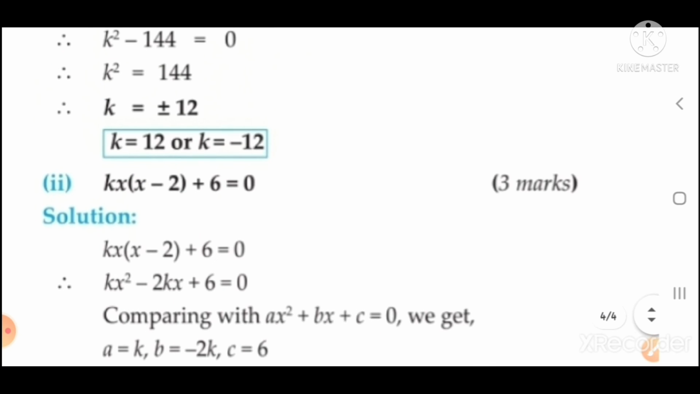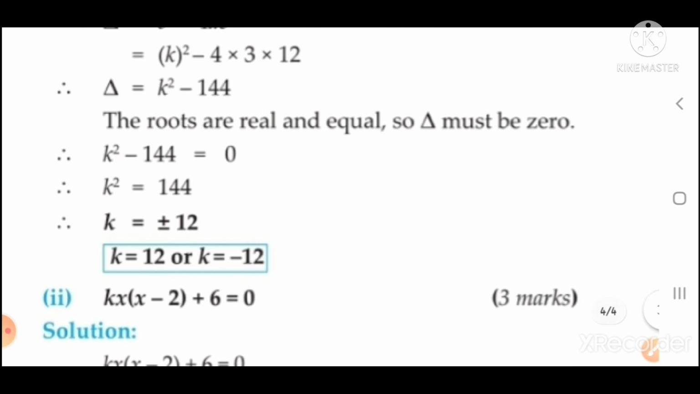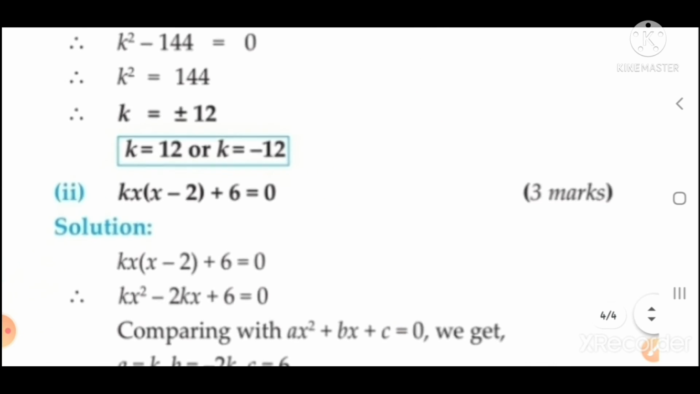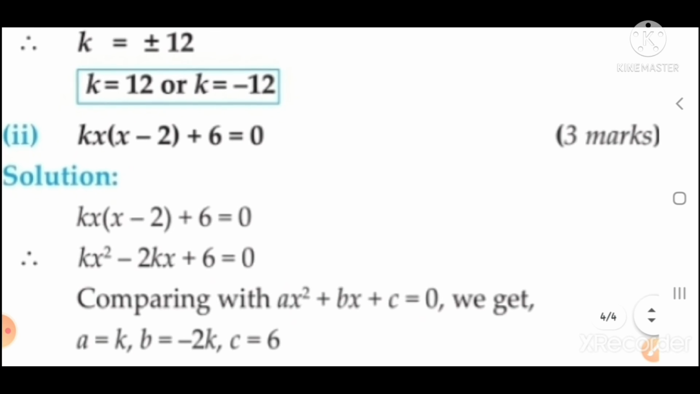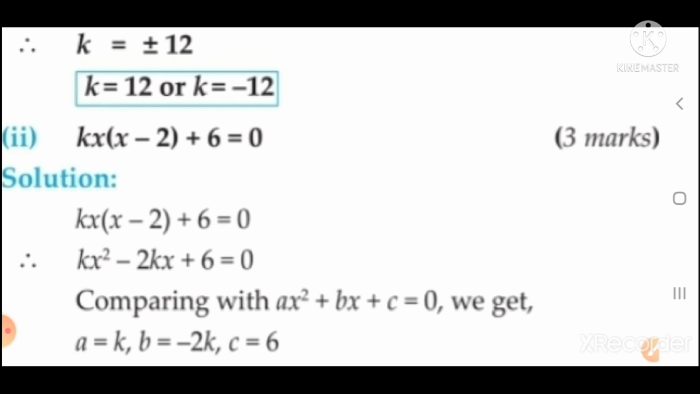Look at this sum. Here also they have asked in the same way: kx bracket x minus 2 plus 6 is equal to 0. They have given you a 3 marks sum. They have told you that the roots are real and equal. Find the value of k.